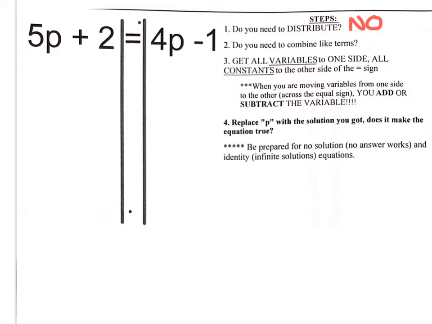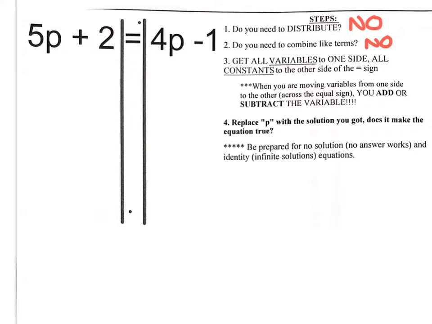And do we need to combine like terms? Again, we're looking at our left side, so 5p plus 2. We can't combine anything over there. And then we look at our right side, 4p minus 1, and we can't combine anything over there either. So we'll put a no here.